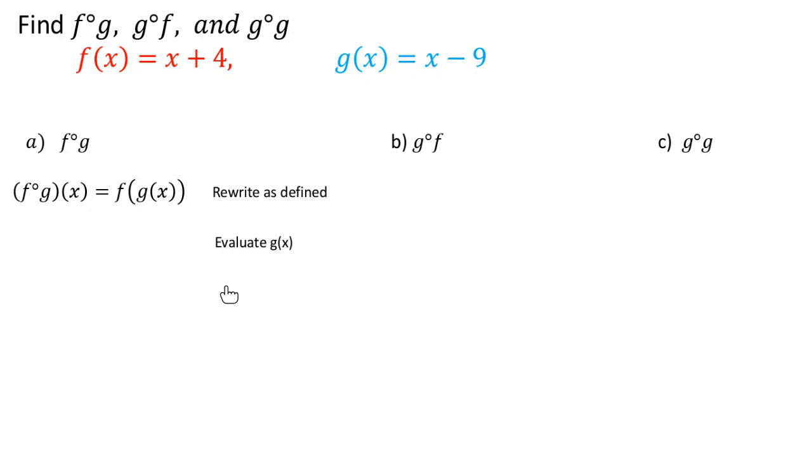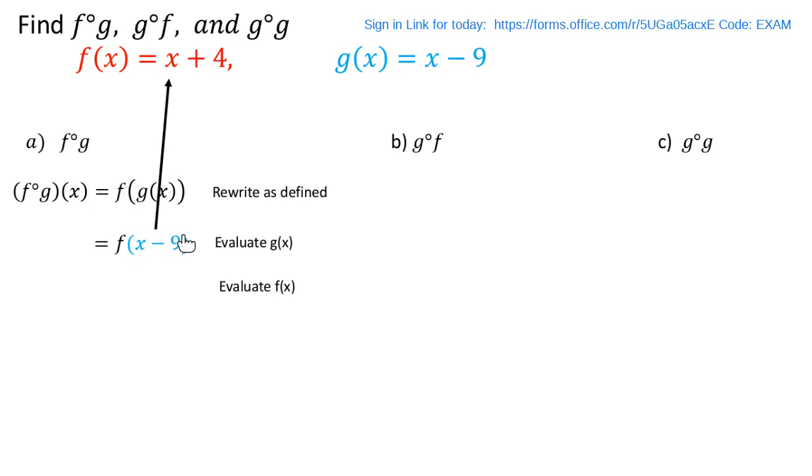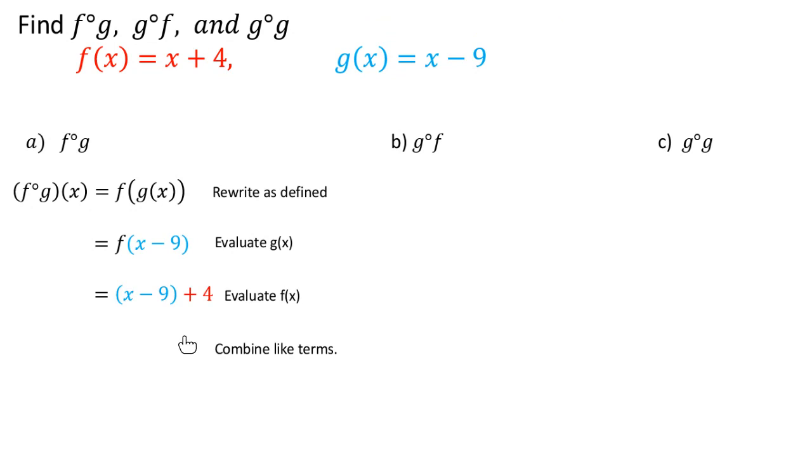Okay, so then we can substitute. We're going to evaluate g of x. If we look, g of x is x minus 9, so I'm going to take this information and replace my g of x with x minus 9. Then I can evaluate my f of x, meaning that I'm going to take everything in the parentheses, which is x minus 9, and substitute it in for my x in my function f. That's going to look like x minus 9 plus 4. Then we can combine like terms, so we end up with x minus 5.